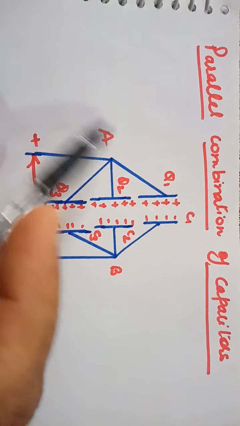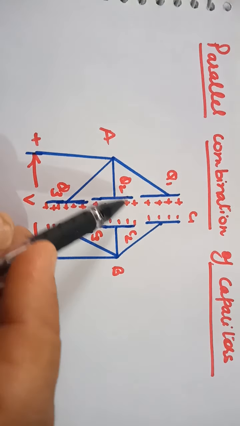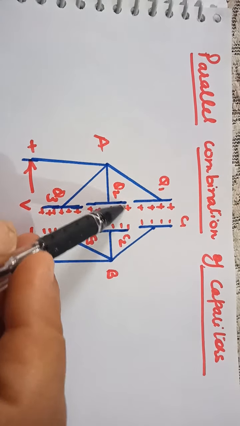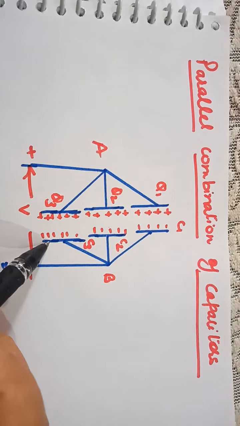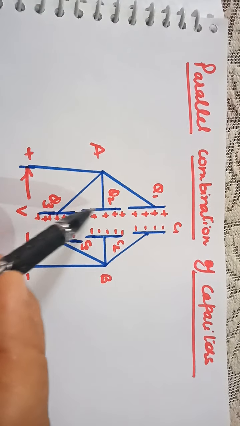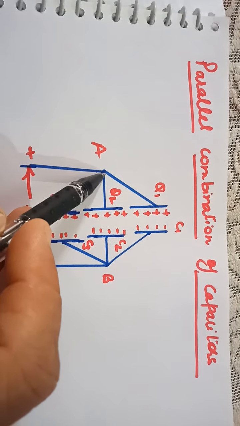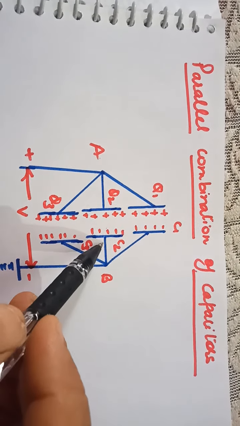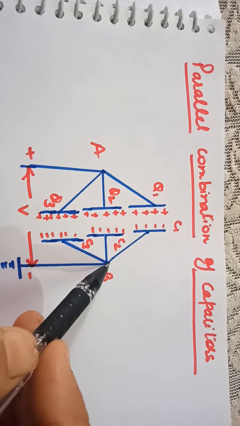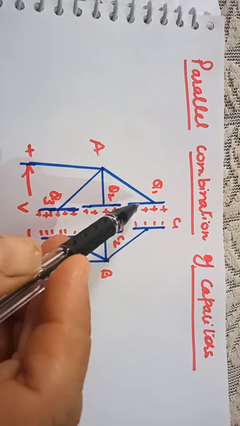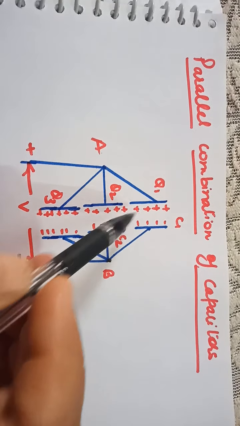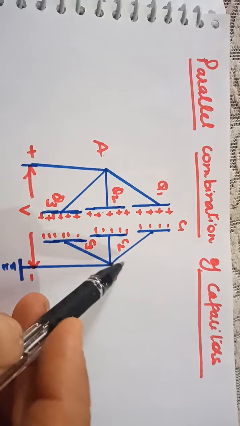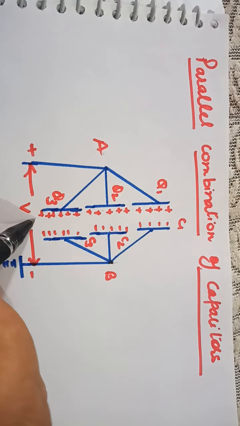Now this is the parallel combination of capacitors. In the parallel combination of capacitors, you are observing that three capacitors are placed in such a manner that the first plate of each capacitor is connected to one point, that is A, and the second plate of each capacitor is connected to the second common point, that is B. So we can say the two plates of each capacitor are connected between the two common points A and B, where you will connect the battery or cell.